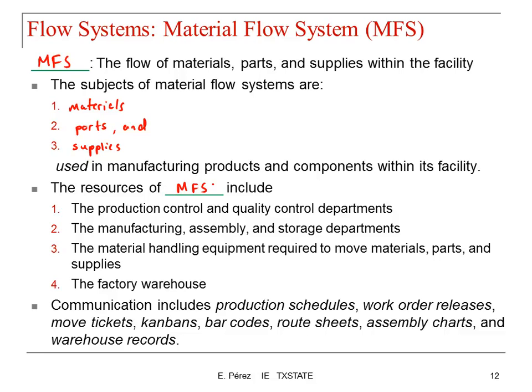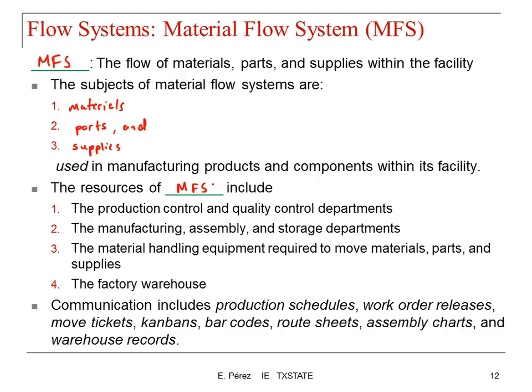And we're going to use different other methods of communication for this material flow system, including the schedules, work orders, Kanbans, barcodes, route sheets, assembly charts. We talk about those in our first lectures, and also the records from the warehouse. So all that information is the communication for this system. So that's the material flow system. We went from buying the raw material to the movement of materials within the department.